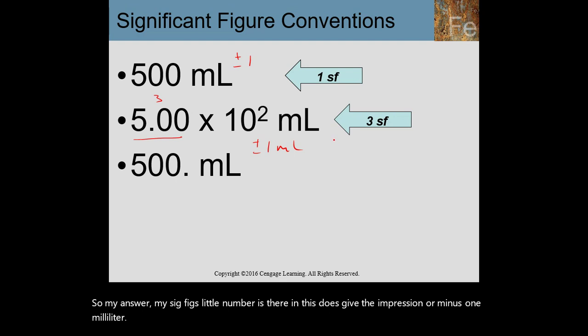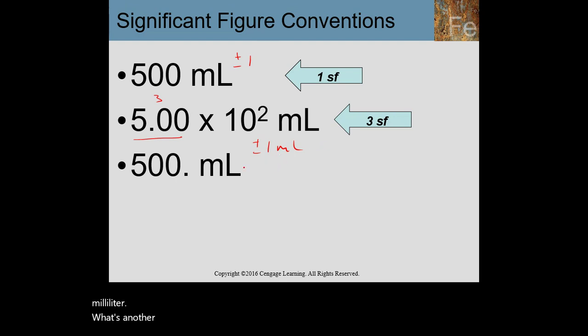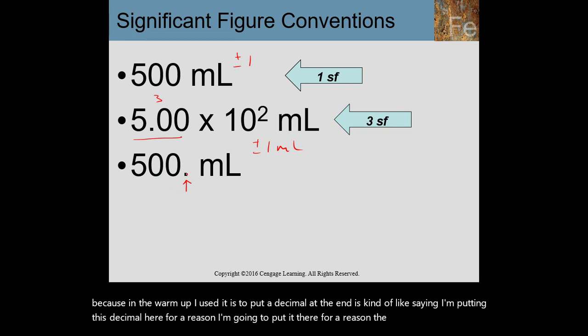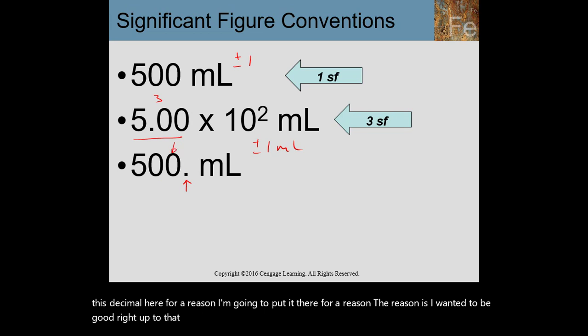What's another way? Probably the most common way in our class, and you've already seen it because in the warm-up I used it, is to put a decimal at the end. It's kind of like saying, I'm putting this decimal here for a reason. The reason is I want it to be good right up to that spot. So now this is my last sig fig.